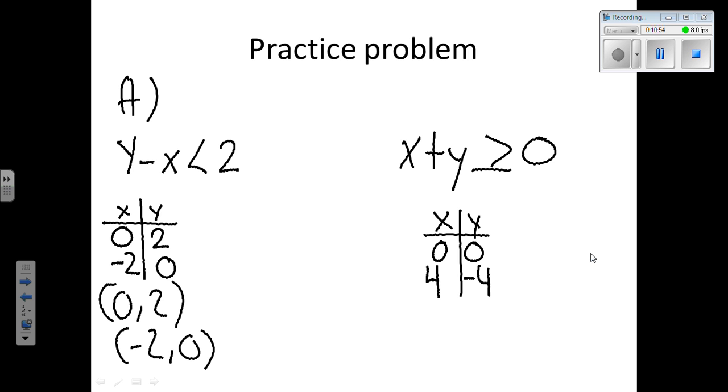So I found my points. For x minus y is less than 2, my first coordinate is 0 and negative 2, and my second coordinate is 2 and 0. Then for x plus y is greater than or equal to 0, I have the coordinates 0, 0, and 4 and negative 4. So the next thing that I want to do is graph it.